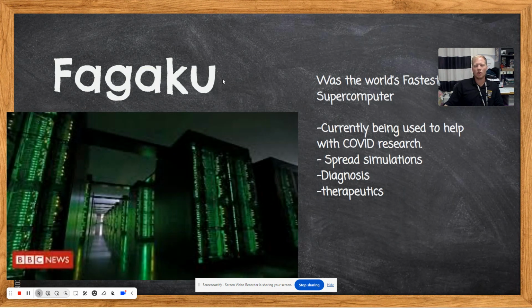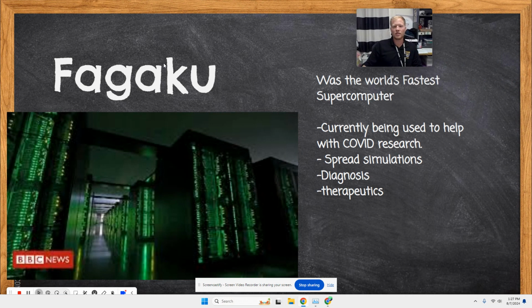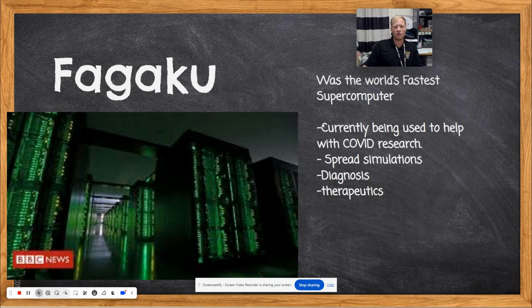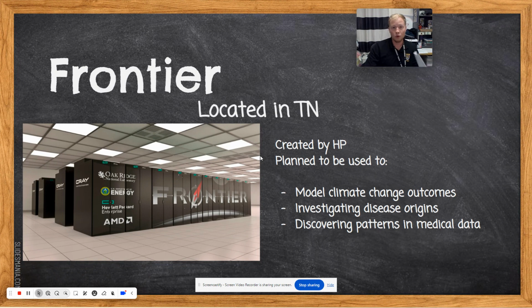All right, now we had talked about Frontier, which is now the world's fastest supercomputer, but previously it was Fugaku. At the time I first started it, it was being used to help with COVID research, watch and create spread simulations, and come up with ways to diagnose and therapeutics for COVID. Now, Frontier. All right, this is currently the world's fastest supercomputer. It is located here in the U.S. in Tennessee, created by HP.